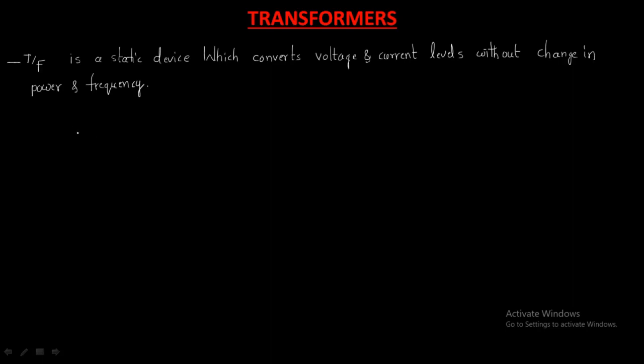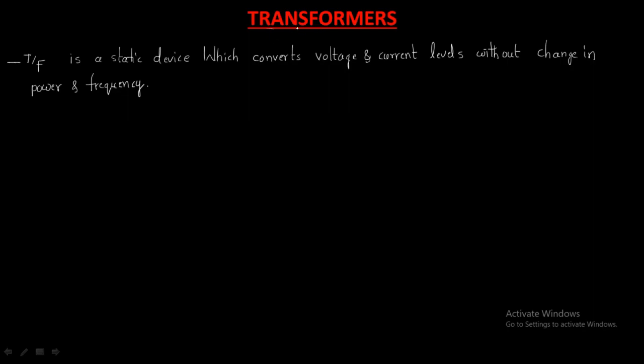Hello students, up to now we discussed the first two units regarding the BEE subject. In this class we will start the third unit, that is electrical machines. In this third unit we will discuss three different types of electrical machines. The first machine is the transformer.